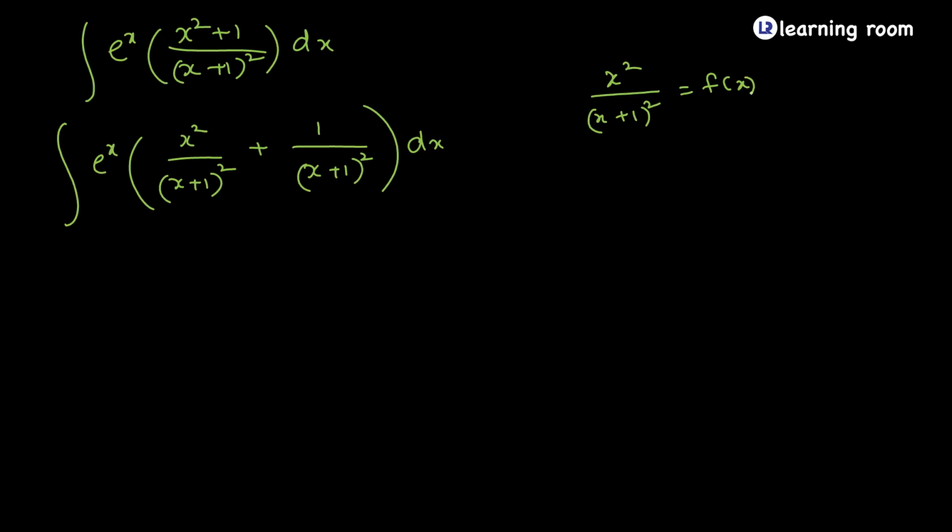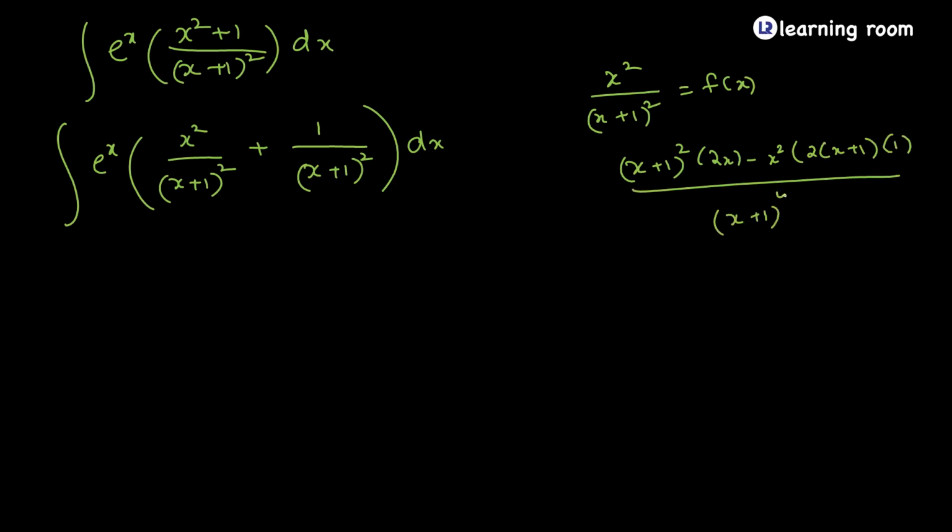It's going bigger. Okay. So it will come something like that. X plus 1 the whole square into 2x minus x square into 2 times x plus 1 into 1. You will get something like this, the whole divided by x plus 1 the whole power 4.